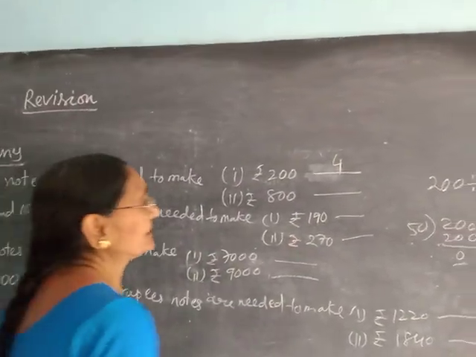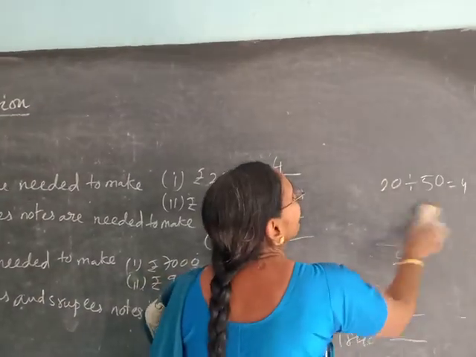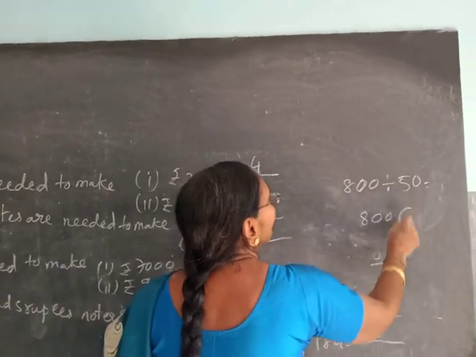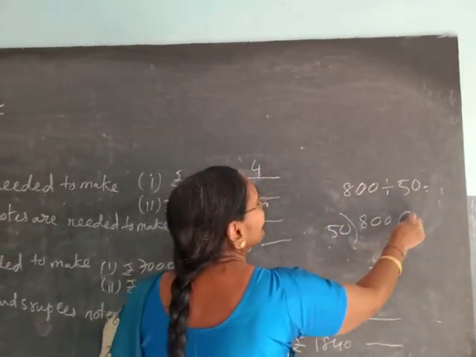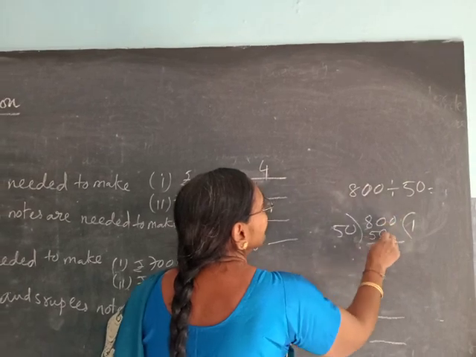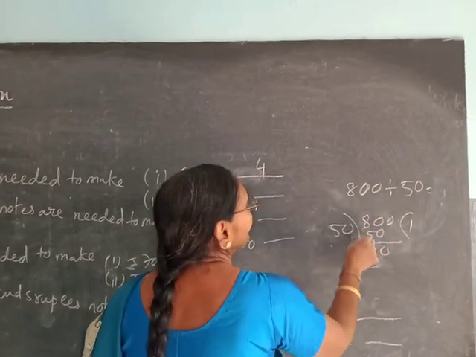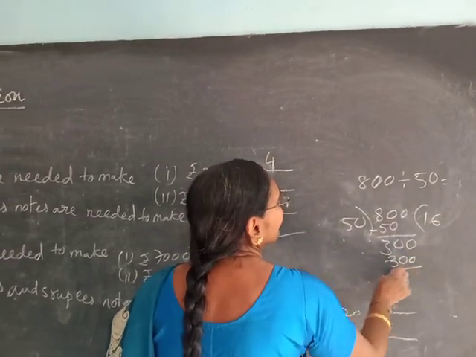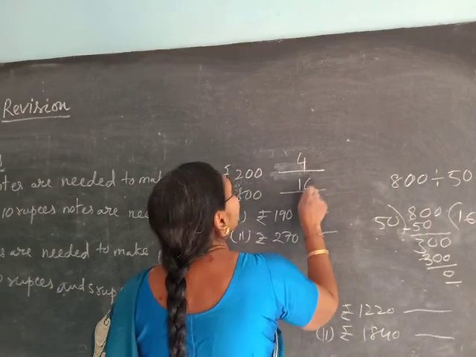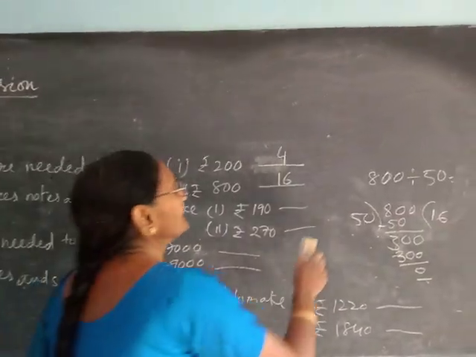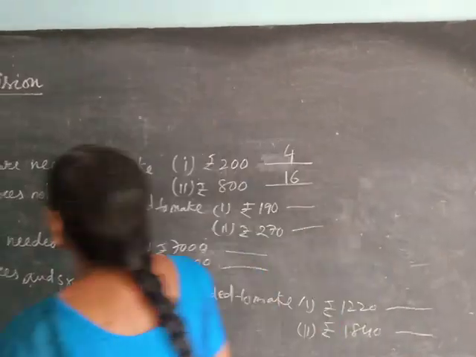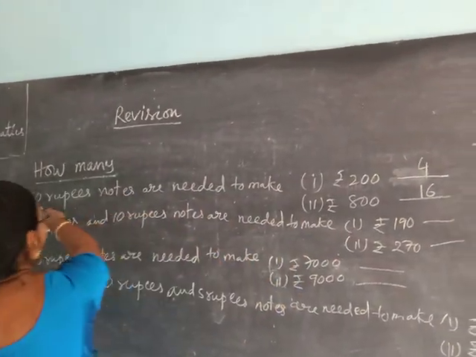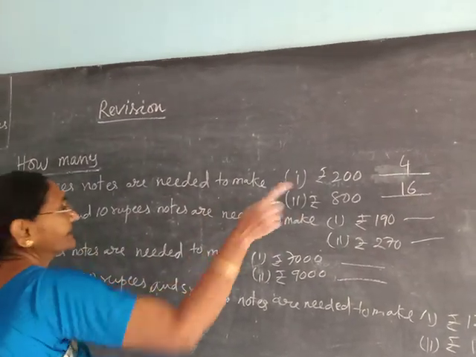In the same way, for 800 rupees, you have to divide 800 by 50. 50 1s are 50, 8 minus 5 is equal to 3, you have to subtract. Then 0. 50 6s are 300. So how many notes are needed? 16 notes are needed. Do you understand this one? How many 50 rupee notes are needed to make 200? 200 divided by 50, and 800 divided by 50. How many notes are needed?